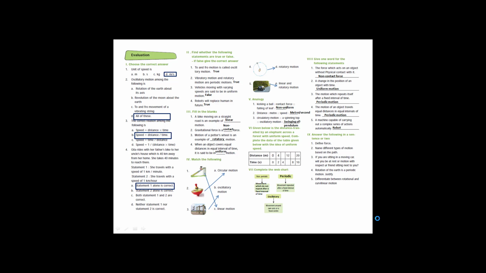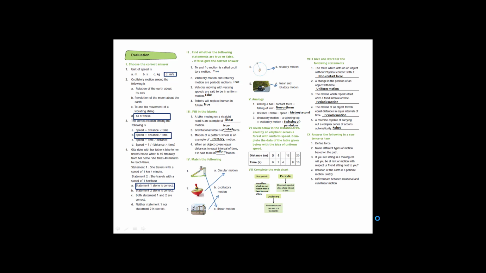Second one, find whether the following statements are true or false. If false, give the correct answer. To and fro motion is called oscillatory motion. Yes, we studied that. To and fro motion is called oscillatory motion. So the statement is true.